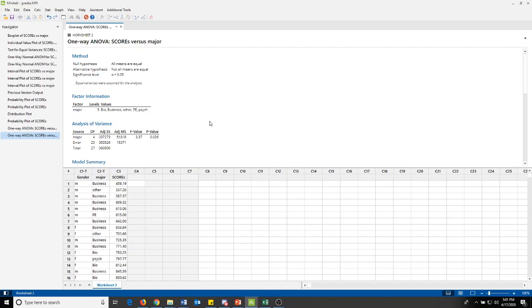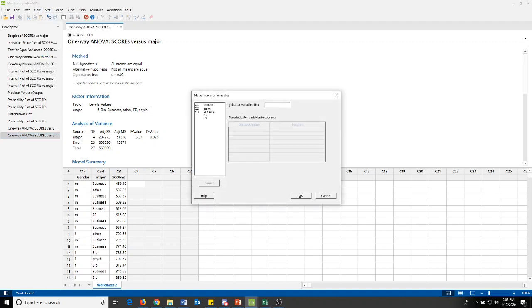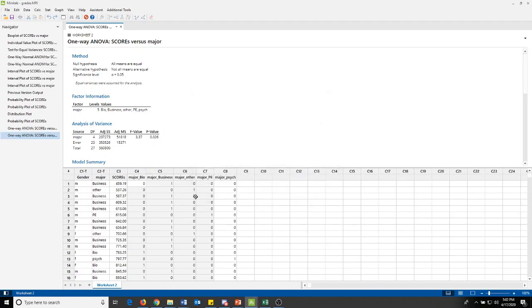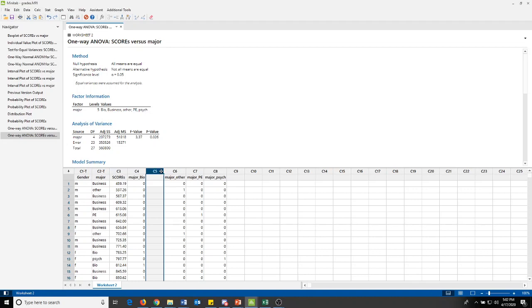Okay, so let's now use this for how we do this with regression. Well, first of all, we need to make indicator variables. So I'm going to go to Calc, make indicator variables, and I want to do it off of the major. So I'm going to get the 5 majors here. And I'm just going to go ahead and delete business. Not that I have anything against business. I like business. But I just don't want it in my way. So I'm going to make that a 0.